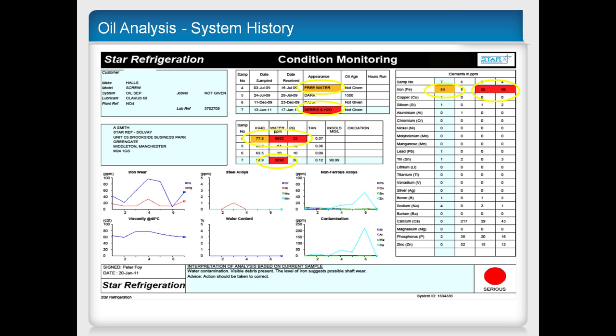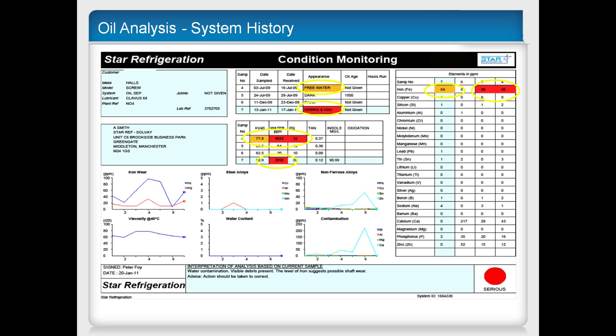The problem is that they didn't know what we want as refrigeration engineers. So over the last 6 years, we've been working with them to work out these actual tolerances.